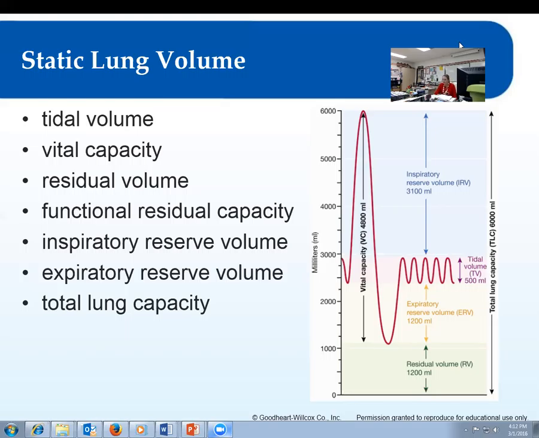Vital capacity. This is the total amount of air that can be forcibly expired after a maximum inspiration. So this means you breathe in as much as you can.